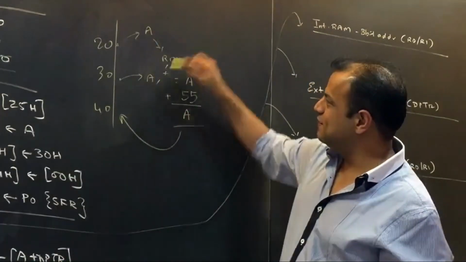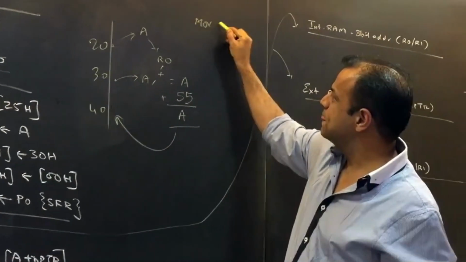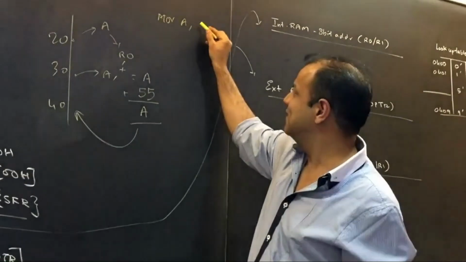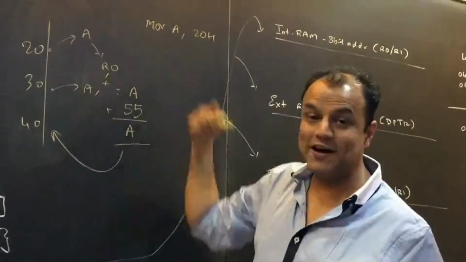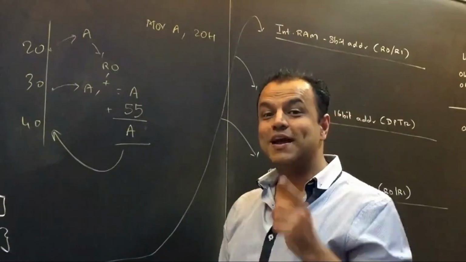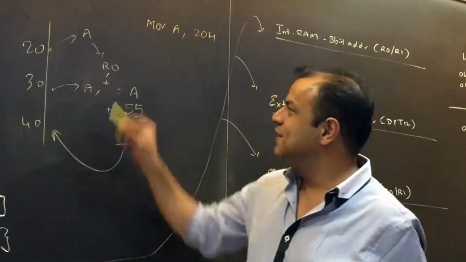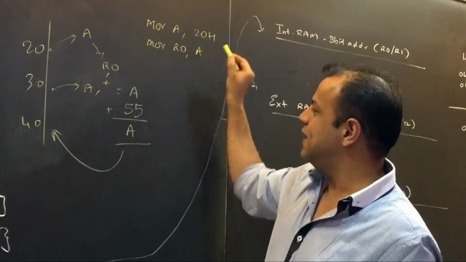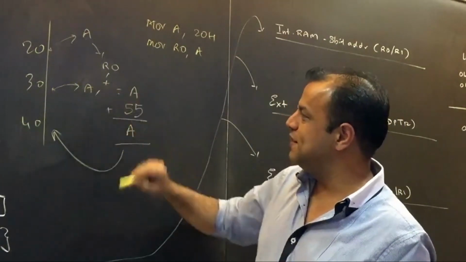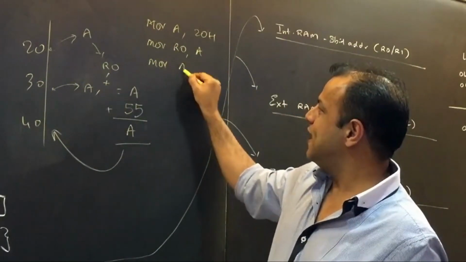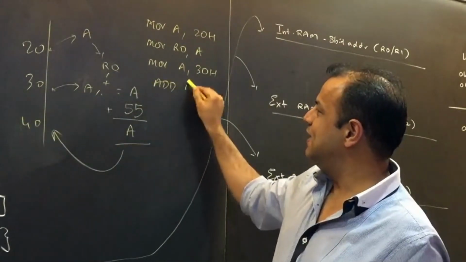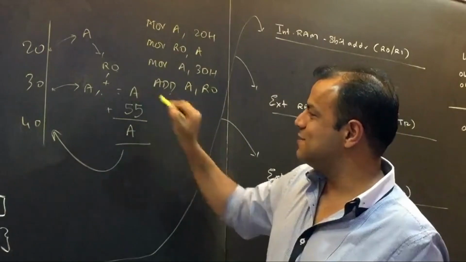Come on. Take the data from location 20. MOV A, what? #20 or 20? 20. Good. If you write #20, A gets 20. I don't want 20. I want the contents of location 20. Transfer it to R0. MOV R0, A. Now take the data from 30 into A. MOV A, 30. Now add A and R0. ADD A, R0. Answer has come in A.